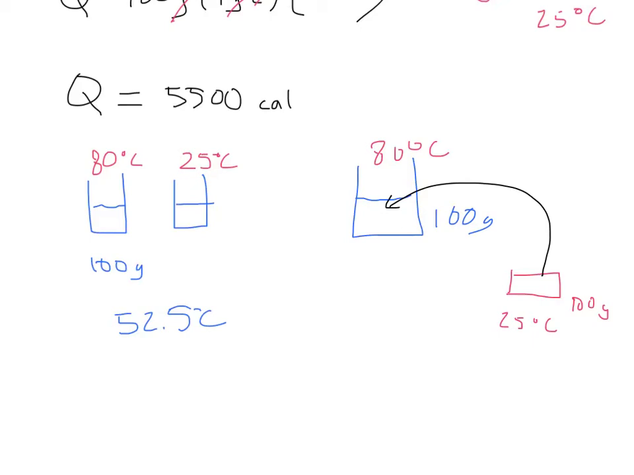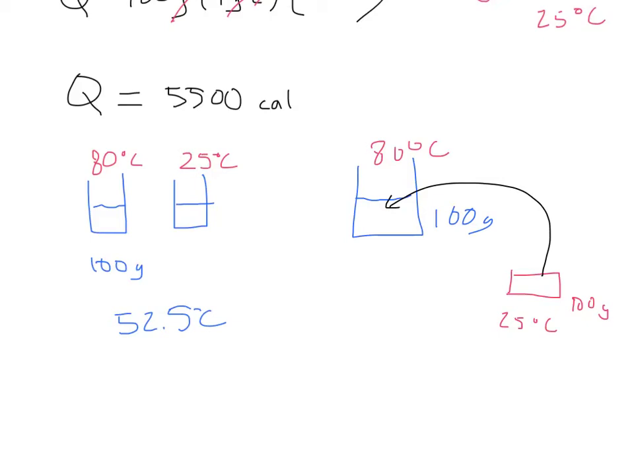Specific heat of the water is higher than specific heat of the metal, so it's going to require more heat to change the temperature of the water. Does that make sense? Okay. So, will our final temperature be closer to that of water or closer to that of the metal? Since the specific heat of water is higher, the final temperature will be closer to the temperature of the water. So it's going to be closer to 80 degrees than it is to 25 degrees.